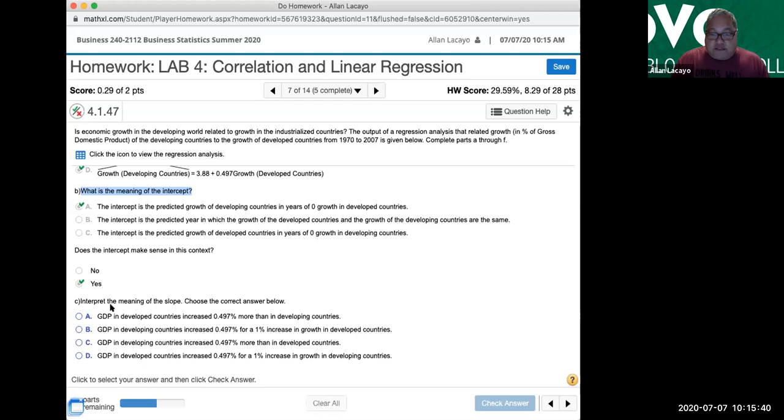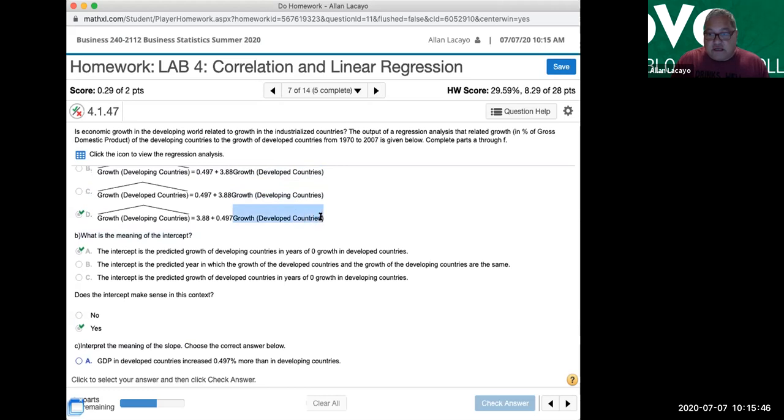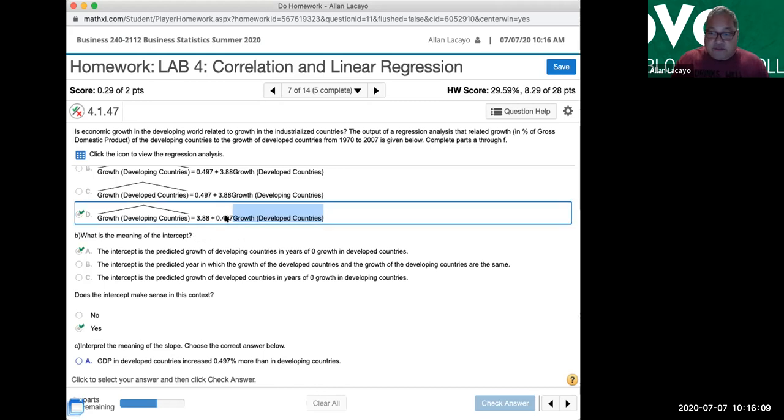The next question is to interpret the meaning of the slope, which is that if rich countries' economies are growing, rich countries will obviously not only buy the stuff they produce themselves, they'll also buy stuff all over the world. That's the definition of a developed economy, one that can buy from any economy and even further than that, export. But definitely their economic growth benefits the economic growth of all other countries. And so in this case, for every 1% of rich country growth, developing economies grow an extra nearly 0.5%.